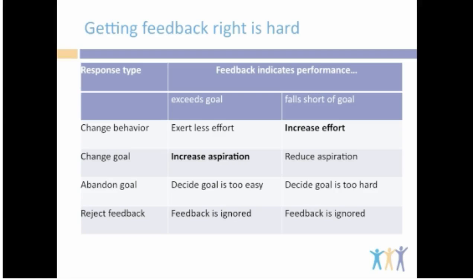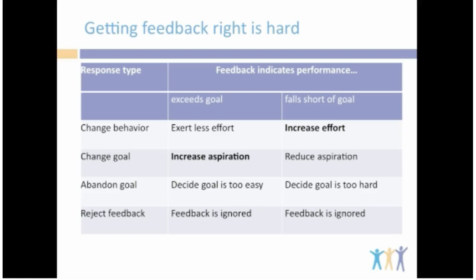There are four responses a student can make to feedback. One is to change the behavior. That's exactly what we want them to do if they fall short of the goal. But of course, we don't want them to change behavior if they've already reached the goal. We don't want them to exert less effort. Rather, we want them to change the goal, to increase their aspiration.